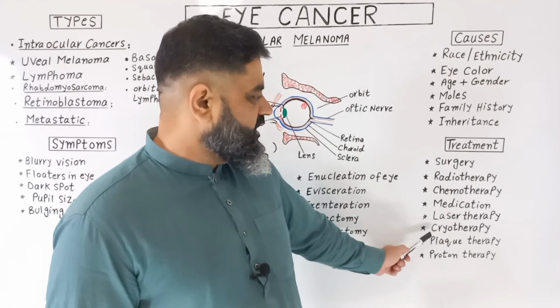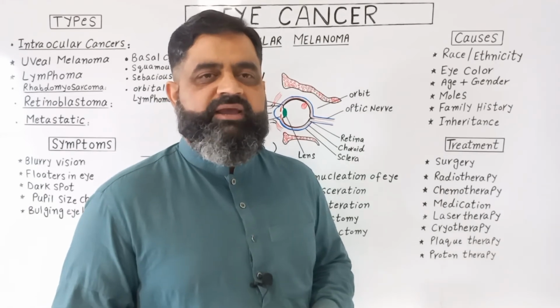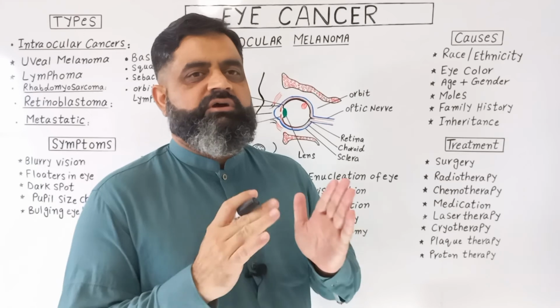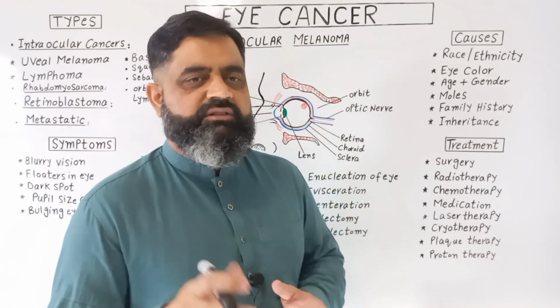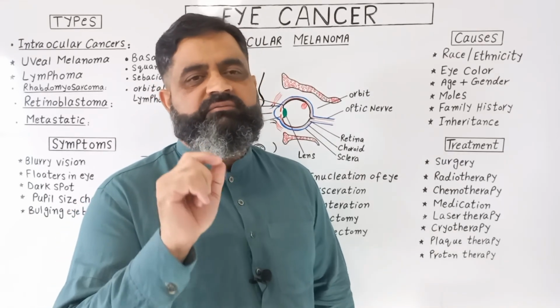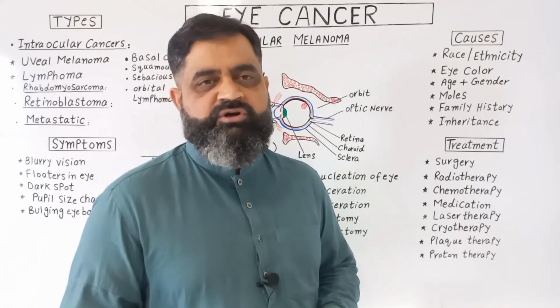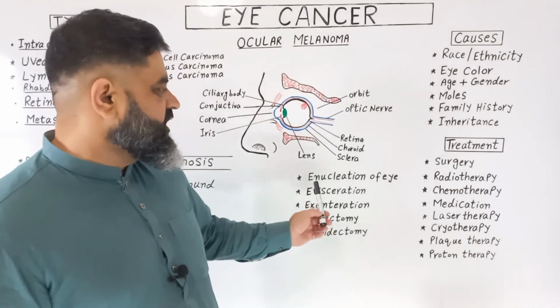Then there is cryotherapy and plaque therapy, in which small pieces of plaque containing radioactive material are inserted inside the eye, which release radiation to the cancer part and kill the cancer. Proton therapy is a very precise treatment in which protons are used to pinpoint the cancerous part so that the healthy cells can be avoided from damage.